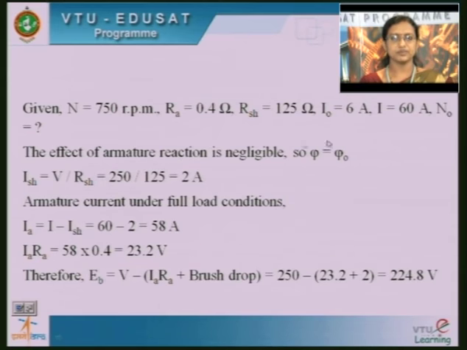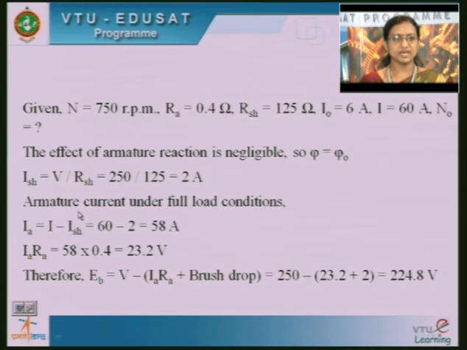So, that is why we will consider that in both the cases the fluxes are same. At full load and also at no load, both the fluxes will be same. So, since the fluxes are same, the current ISH will be same. ISH is equal to V divided by RSH, that is equal to 250 divided by 125. This we are getting, it is 2 ampere.